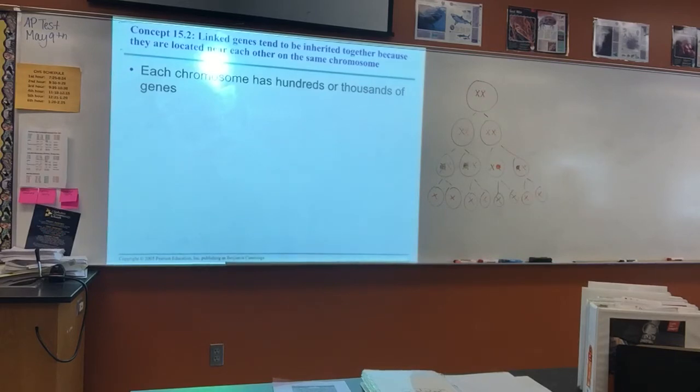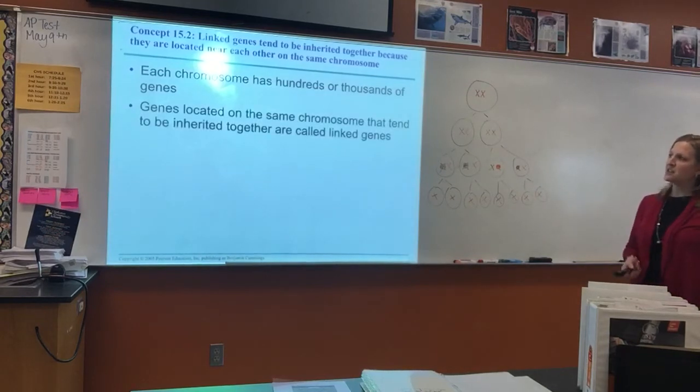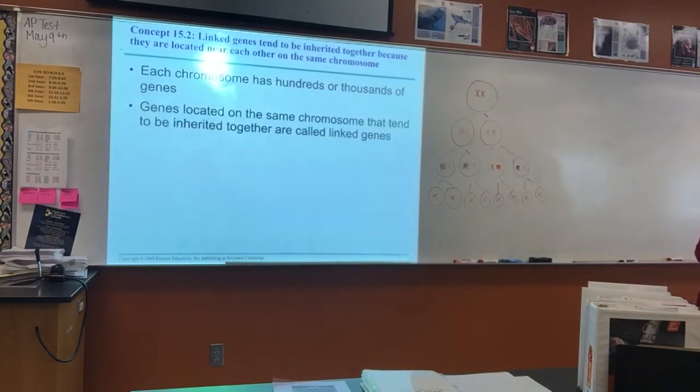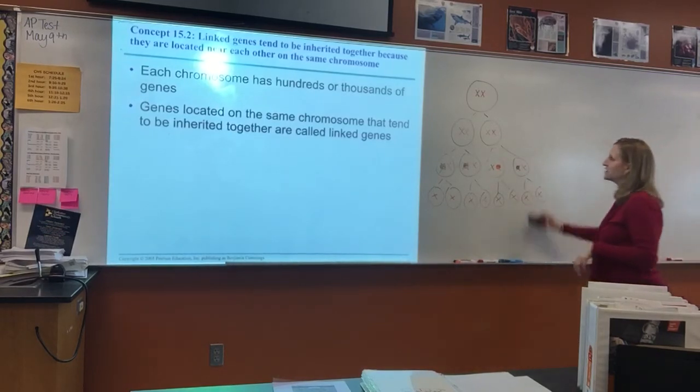So every chromosome has lots of different genes. They can have hundreds or even thousands of genes on it, depending upon the length of the DNA and the chromosome. And then genes located on the same chromosome that tend to be inherited together are called linked genes. And if they're not on the same chromosome, they're unlinked genes.